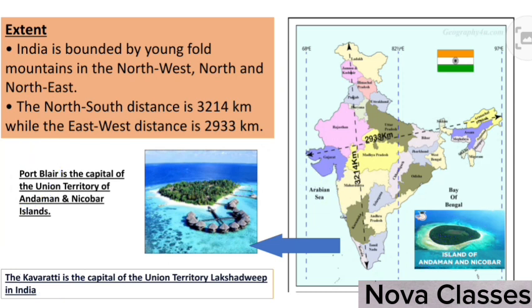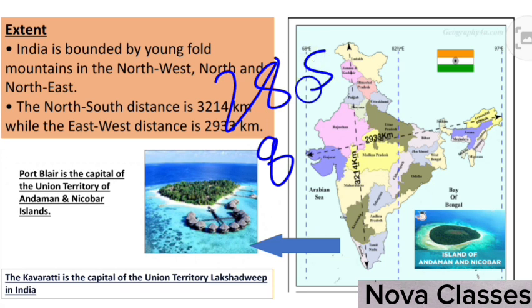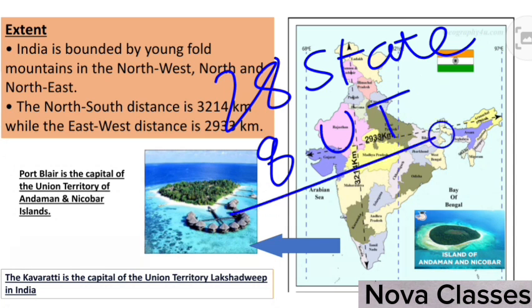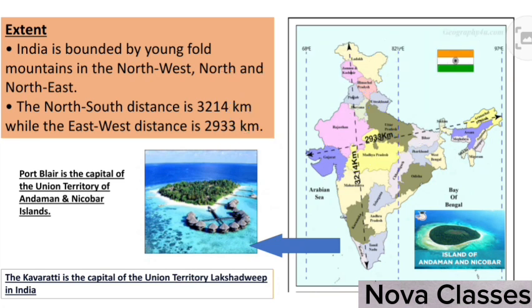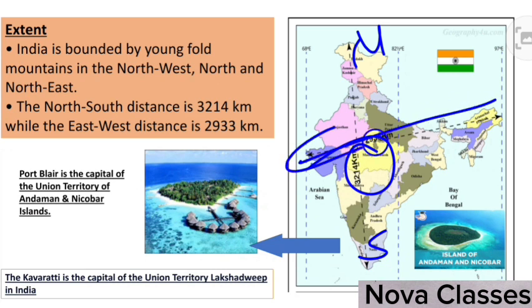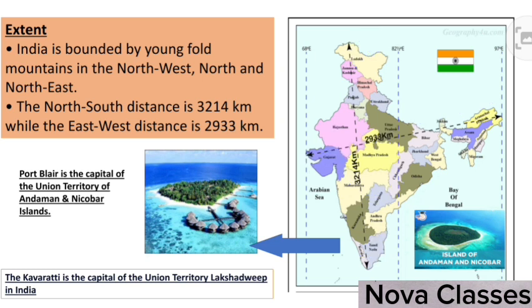One more thing I am telling you: India has how many states? 28 states and 8 union territories. How many states? 28 states, and how many union territories? 8 union territories. Keep it in mind. And what we have learned on this page is the extent of India from north to south, which is 3214 kilometer, and from east to west, 2933 kilometer. So that is the extent of India.